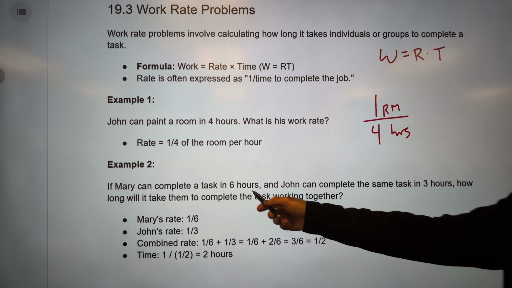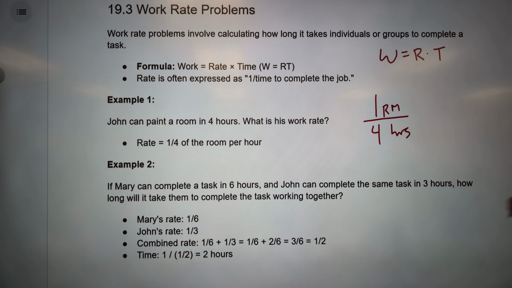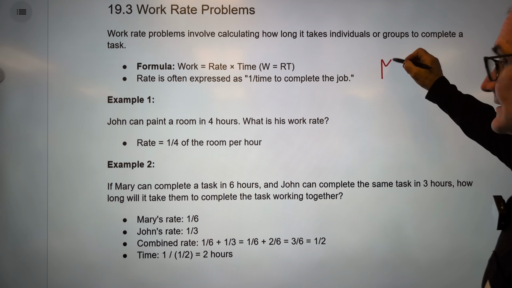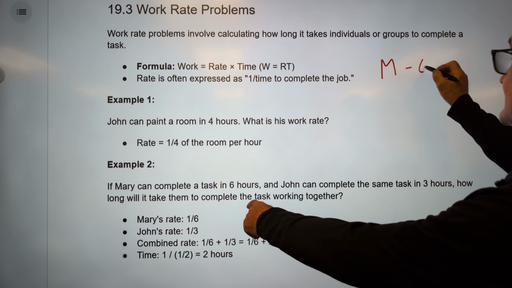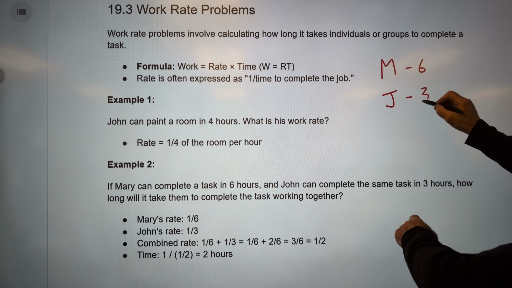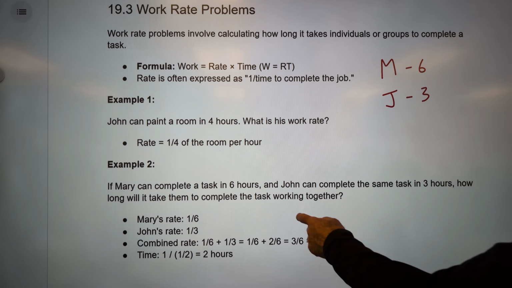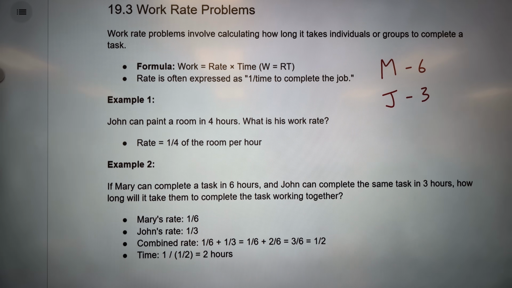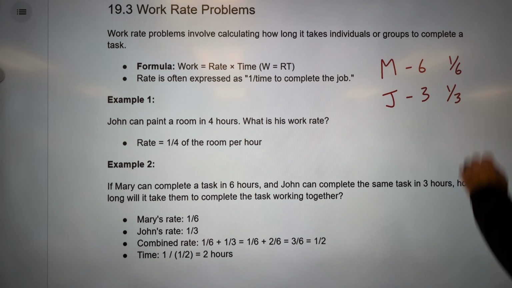If Mary can complete a task in 6 hours, I better write these out here. So Mary can complete a task in 6 hours, and John can complete the same task in 3 hours. How long will it take them to complete the task working together? Well, it takes her 6 hours, so she rates it 1/6 per hour. He's working at 1/3 per hour, one job per the 3 hours.